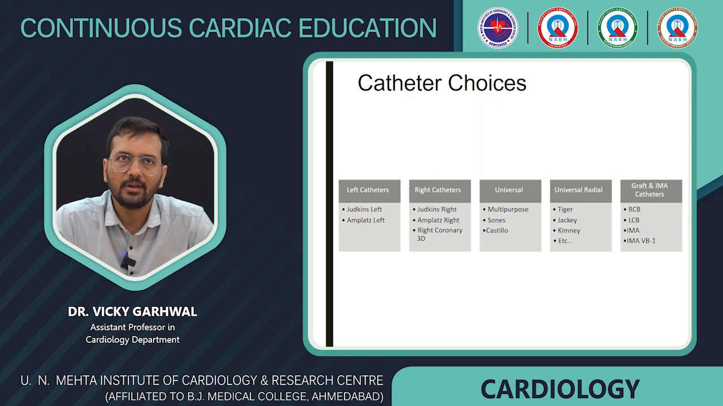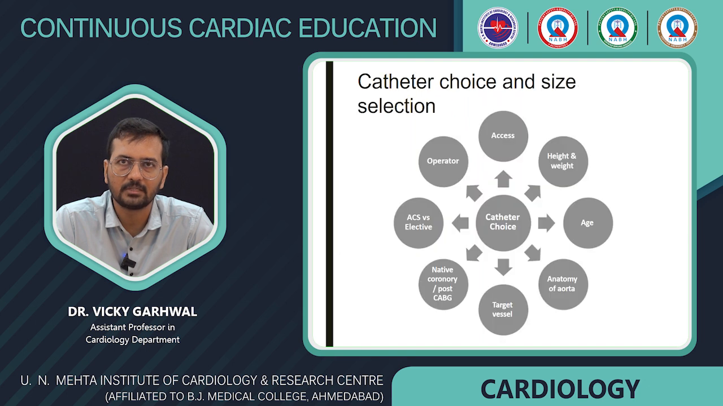So for the left coronary, Judkins left and Amplatz left. For the right coronary, Judkins right, Amplatz right and right coronary 3D. Universal catheters are multi-purpose, Sones and Castillo, for the femoral approach. For the universal radial approach, Tiger, Jacky and Kimny catheters can be used for both the right and left coronaries. For grafts, we use JR4 most commonly, and right coronary bypass, left coronary bypass catheters, and various IMA catheters.